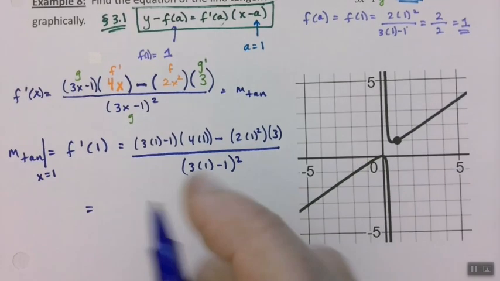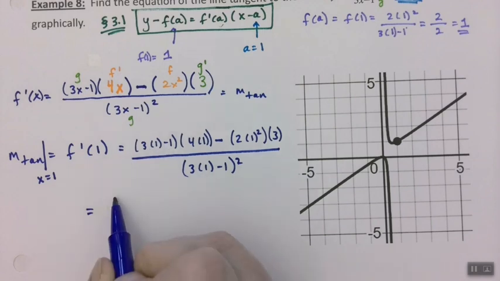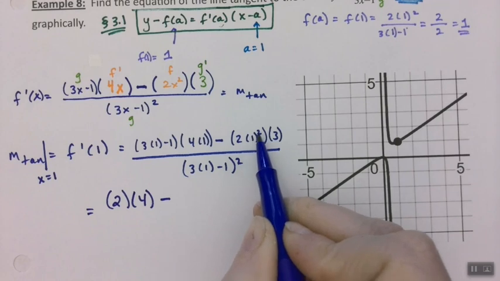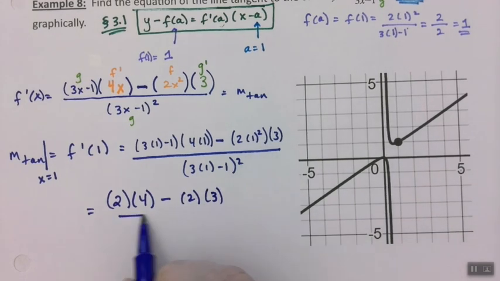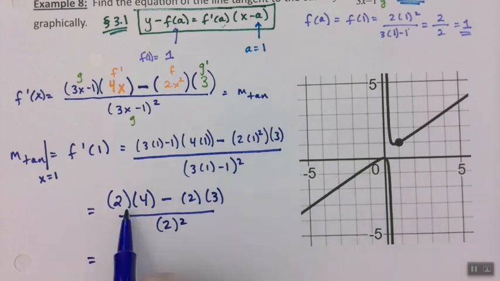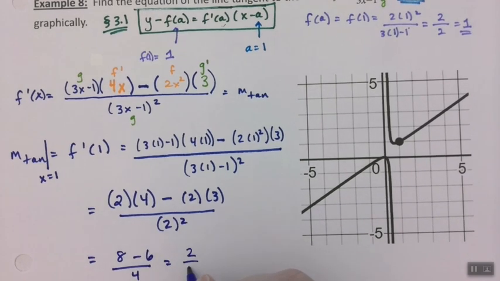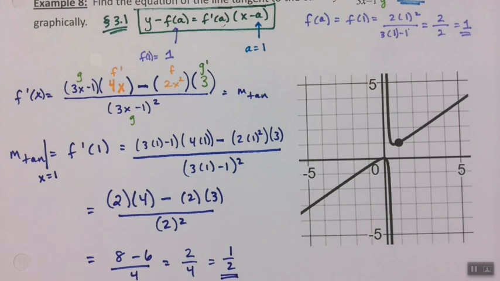Ugh, it's almost more trouble than it's worth. We could have done this in our head. 3 times 1 is 3. Take away 1 is 2 times 4 minus 2 times 1 squared. 1 squared is 1, so that's 2 times 3, all over 3 take away 1 is 2 squared. So that'd be 8 take away 6 over 4, which would be 2 over 4, which would be 1/2. It's not the answer, it's just the slope.